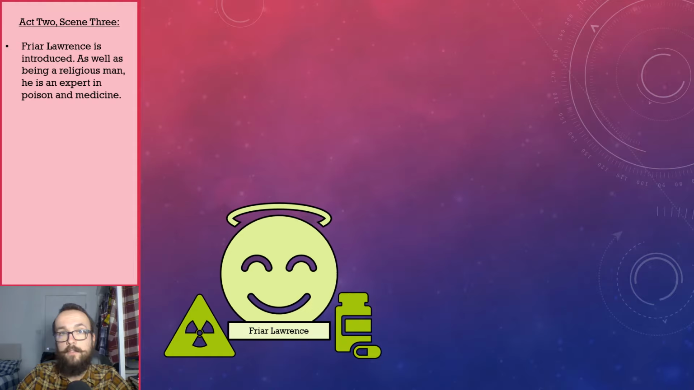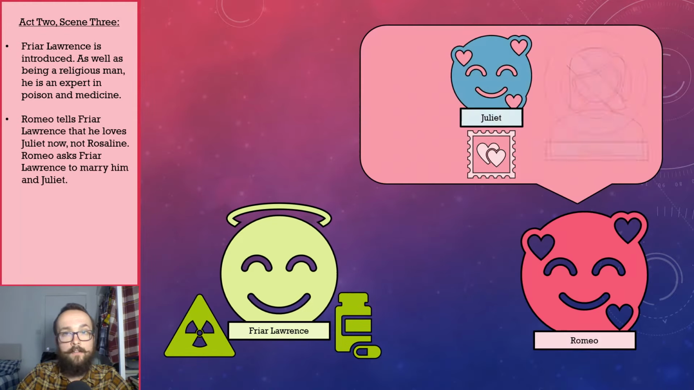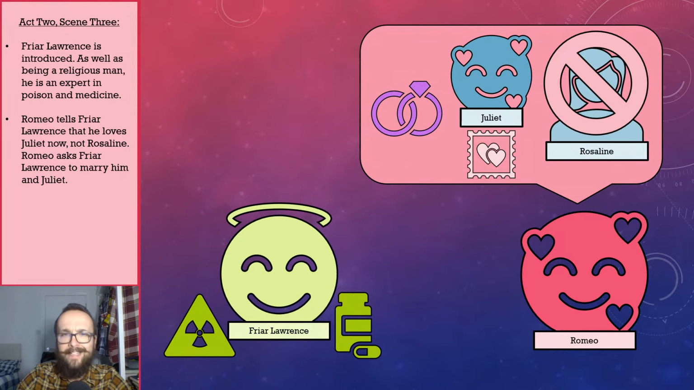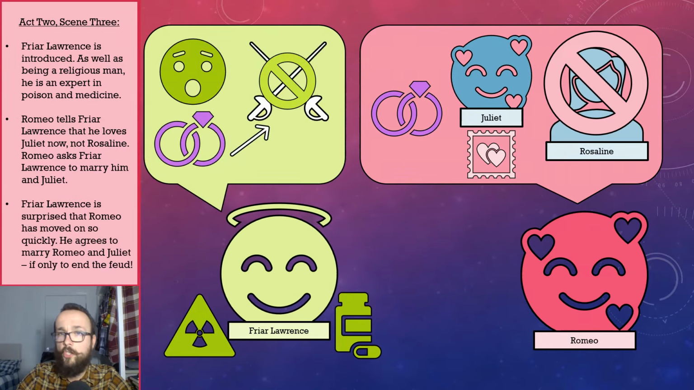Romeo turns up to the cell and tells Friar Lawrence that he is in love with Juliet now, not Rosaline. Romeo then asks Friar Lawrence to marry him and Juliet. In response to this, Friar Lawrence expresses shock. After all, Romeo has moved on awfully quickly, hasn't he? Despite this, Friar Lawrence agrees to marry Romeo and Juliet, even if only to end the feud between their families that has plagued Verona.